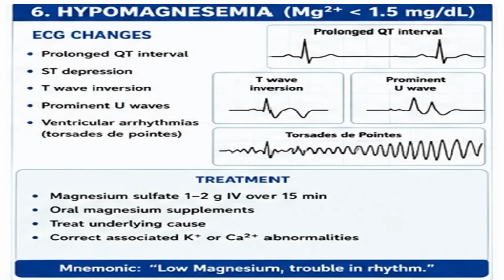Treatment consists of intravenous magnesium sulfate in severe or symptomatic patients and oral magnesium supplements in milder cases. Associated potassium and calcium abnormalities should also be corrected.